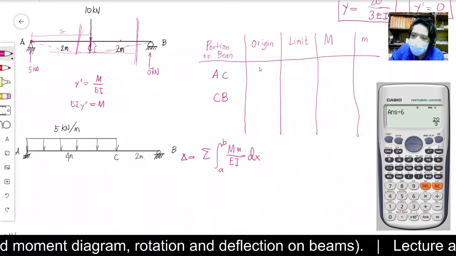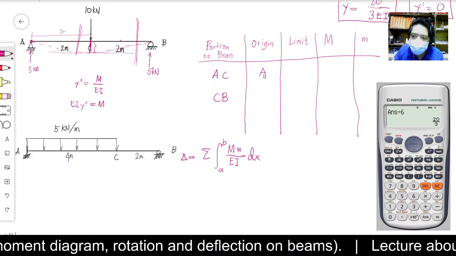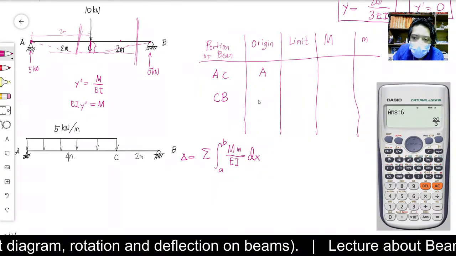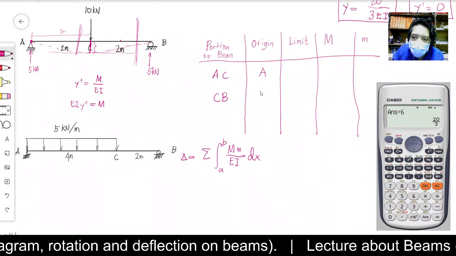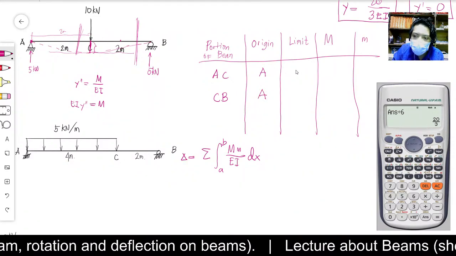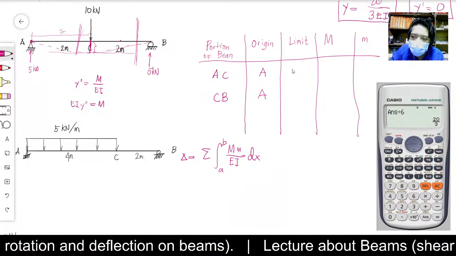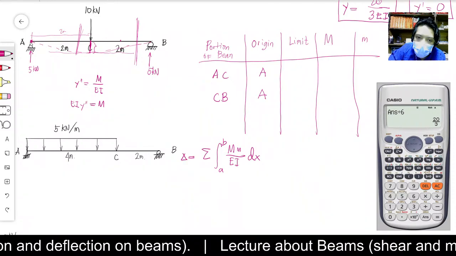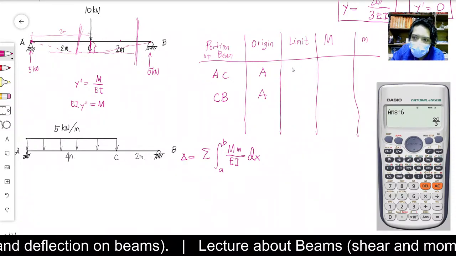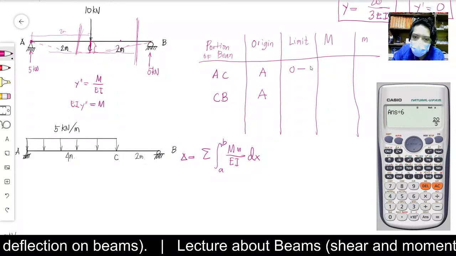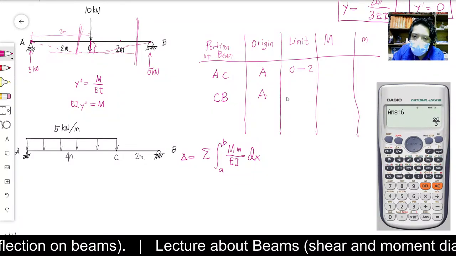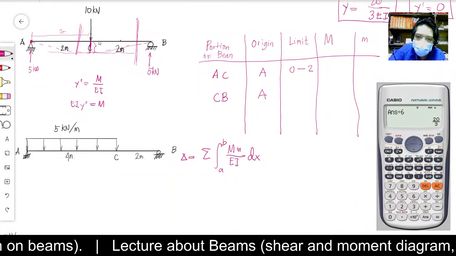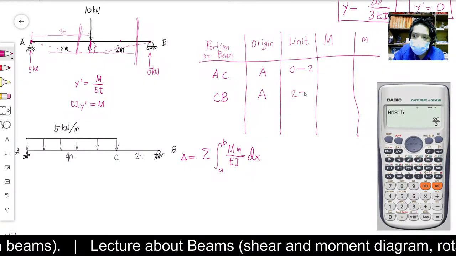For AC, our origin is point A. And portion CB, at segment CB, aton origin is still at A. Okay, so ibig sabihin, ang aton limit natin na AC, take note ha, this is AC, that is from 0 to 2. And CB naman, aton origin is at point A, ha? So at point C, that is 2 na, 2 to 4.